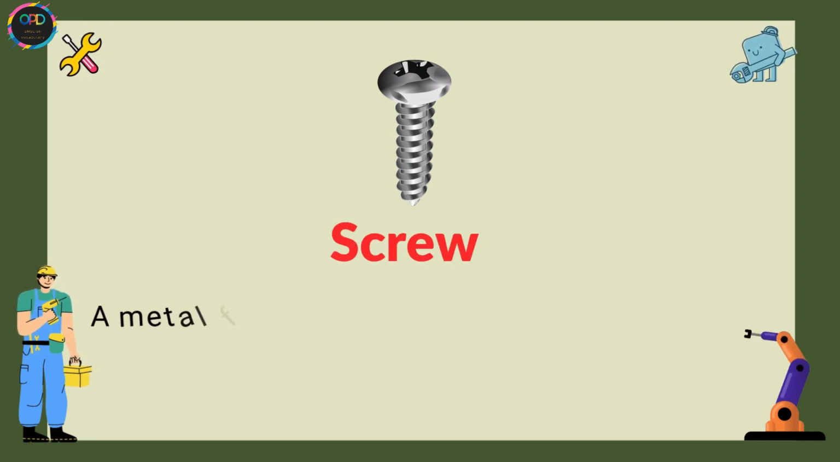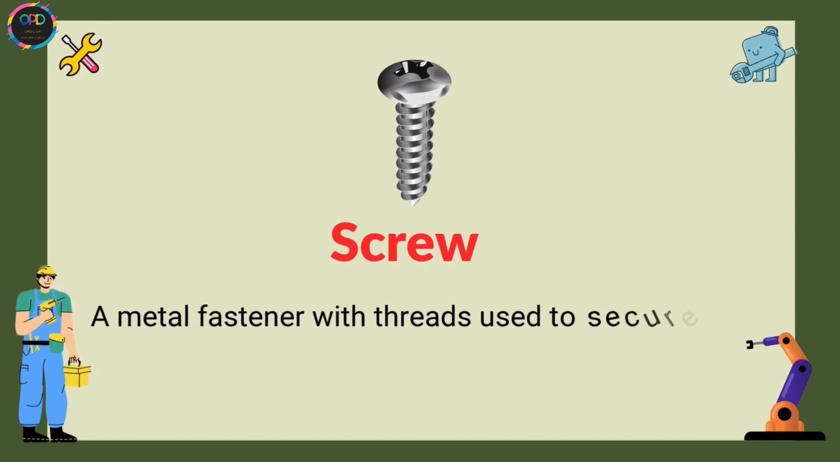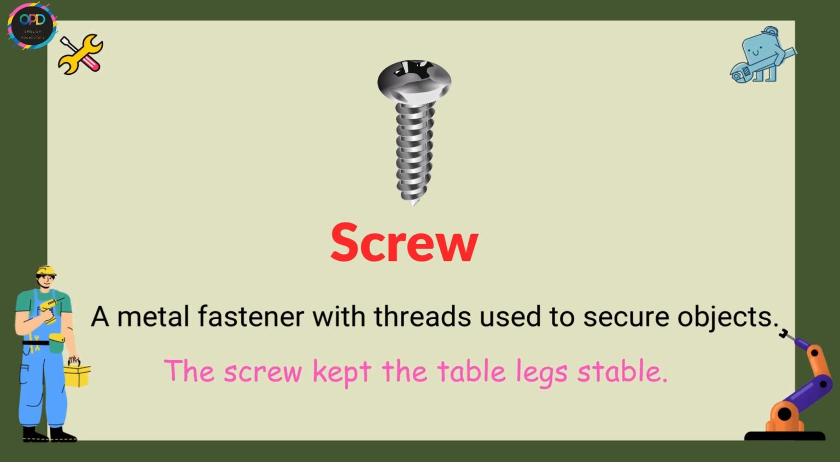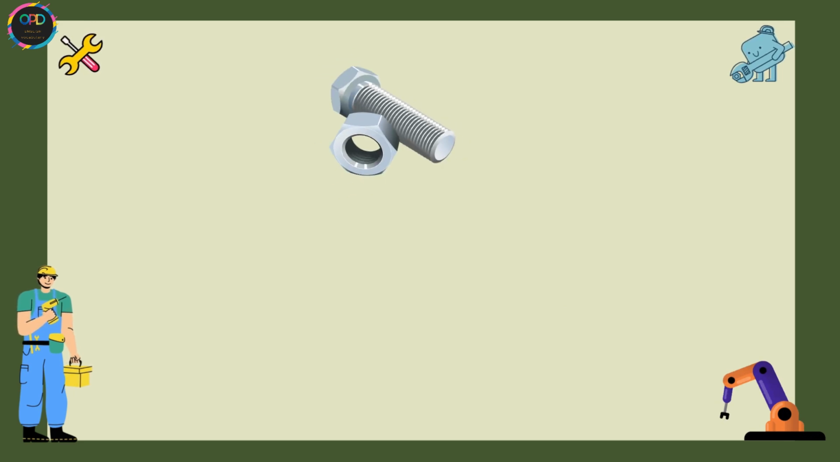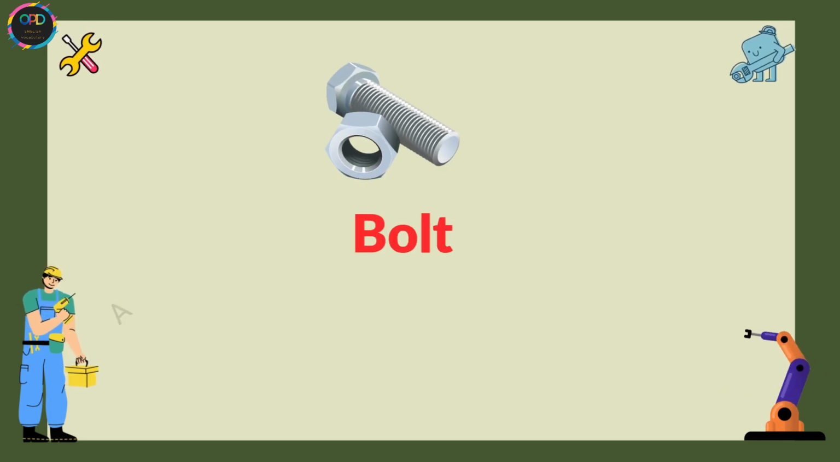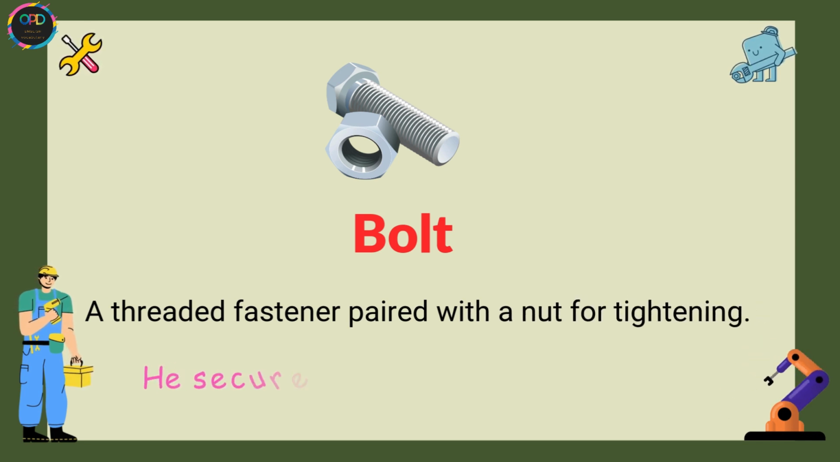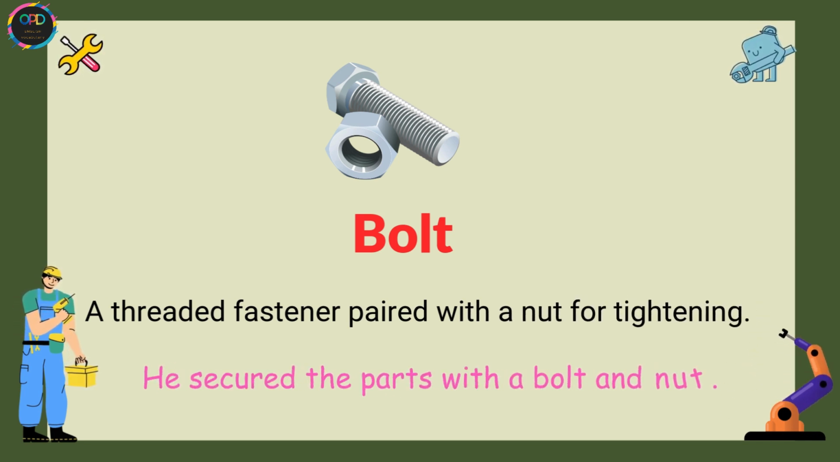Screw, a metal fastener with threads used to secure objects. The screw kept the table legs stable. Bolt, a threaded fastener paired with a nut for tightening. He secured the parts with a bolt and nut.